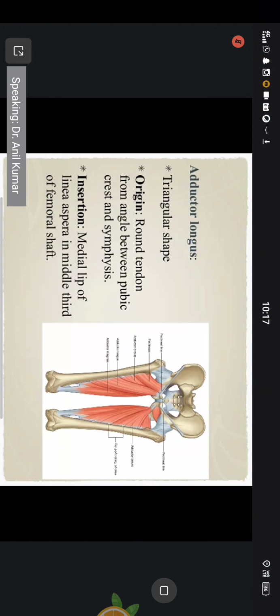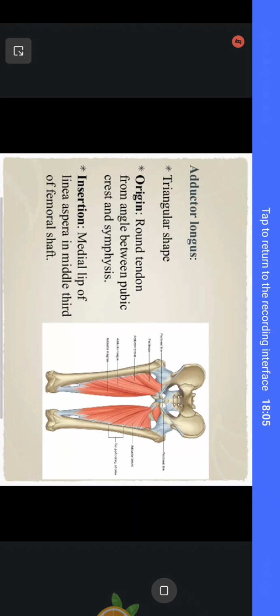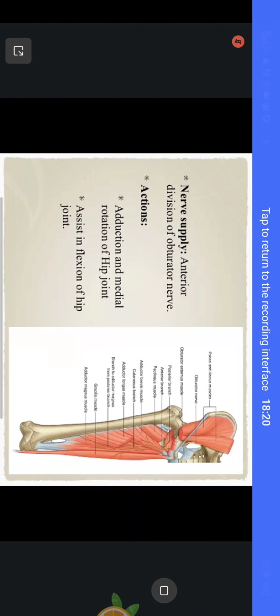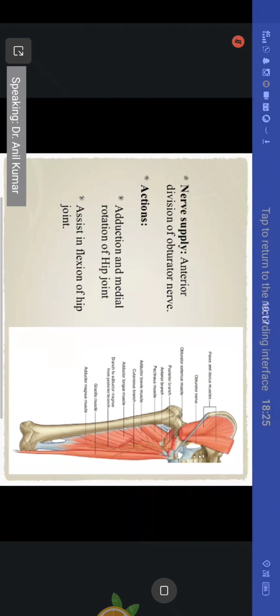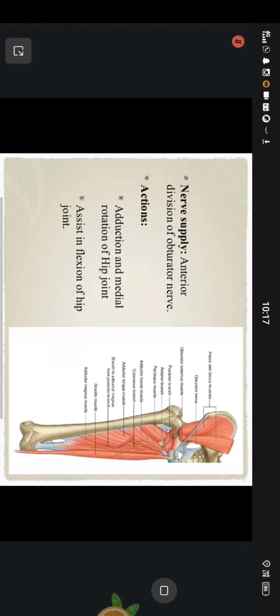The fibers run downwards after taking the origin from this pubic crest and pubic symphysis. They run downwards and are inserted into the medial lip of the linea aspera in the middle third of the shaft of the femur. Regarding its nerve supply, it is supplied by the anterior division of the obturator nerve. Coming to the actions, it belongs to the adductors. So, adduction and medial rotation at the hip joint and assists in flexion of the hip joint.